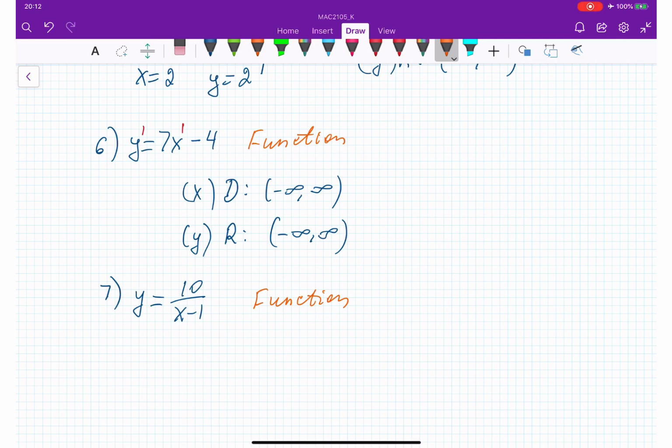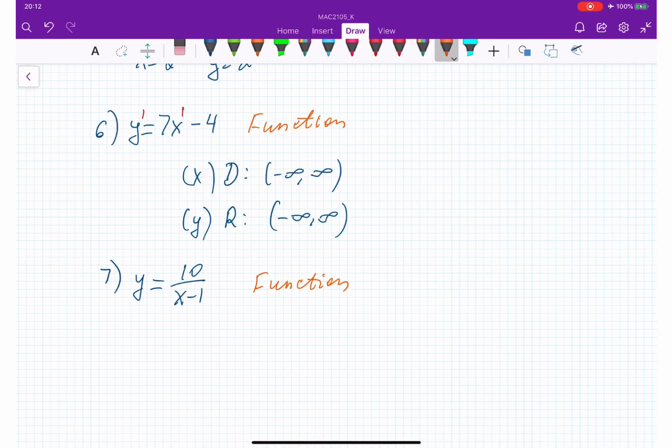Next, we need to figure out the domain. Now this is going to be a different case because I told you every time when we have division by x, we have to watch out if at the value x denominator will become 0 and prevent it from becoming 0 because we cannot divide by 0.